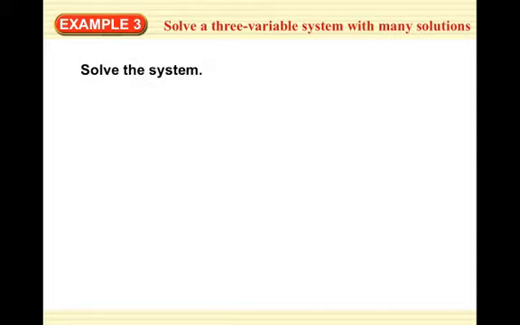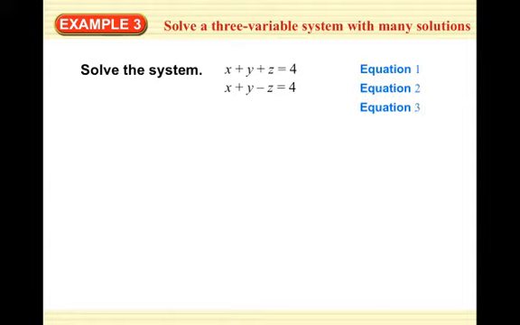Alright, for example 3, we're going to solve the system. We've got x plus y plus z equals 4. It's always good to have an equation like that with all kinds of coefficients of 1, so we're going to make it easier. And then we have x plus y minus z equals 4. And then we've got 3x plus 3y plus z equals 12. So label them 1, 2, and 3 in little circles.